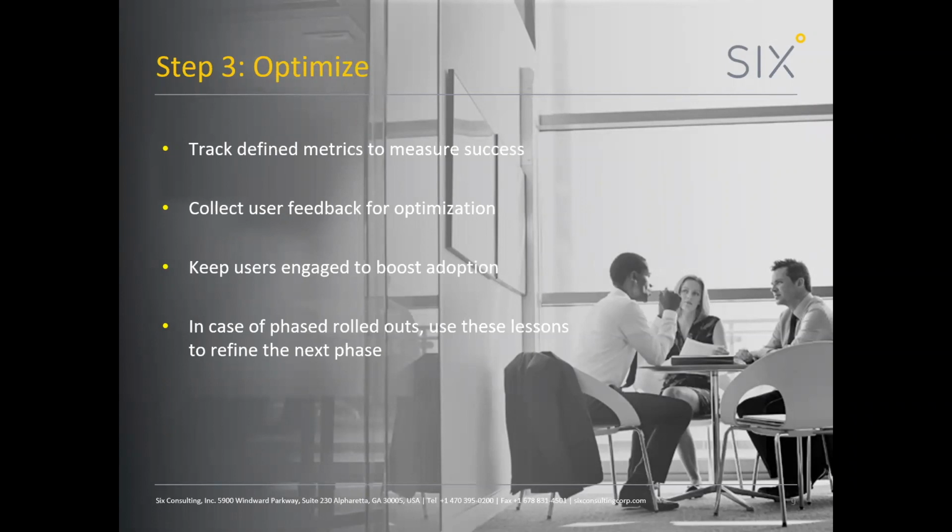And then we have step 3, optimization. After your rollout, it's going to be important to collect data to measure the success of your actual migration. Collecting metrics on the number of active Lightning users, number of times people switch back and forth between Classic and Lightning, or even the most visited Lightning pages are a great way to measure what's working and what's not working for your users. Lightning does have several ways to collect feedback. Lightning Experience user feedback form, or through informal Chatter polls, or even through a survey app.